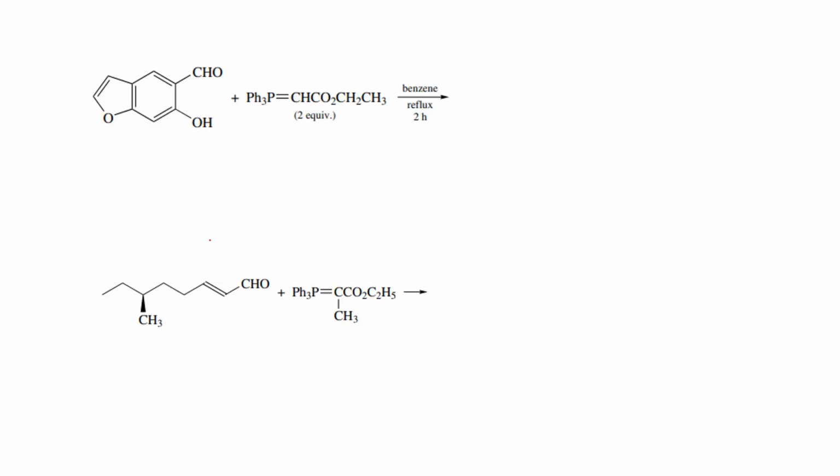Let's go to the next question. Here we have already discussed the stable ylide and unstable ylide. Whenever there is an electron withdrawing group on the ylide carbon, that will give specifically an E double bond, and whenever there is an electron donating group on the ylide carbon, that will give specifically a Z double bond. Now from that, take the idea and try to solve this question.